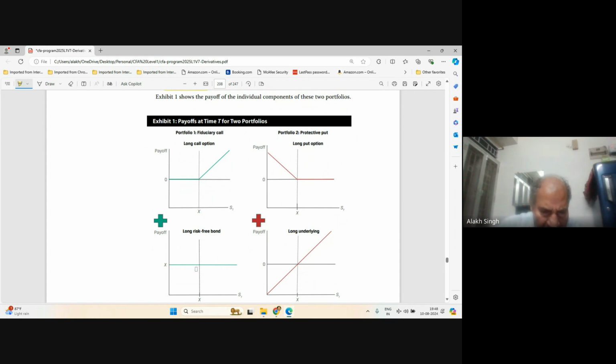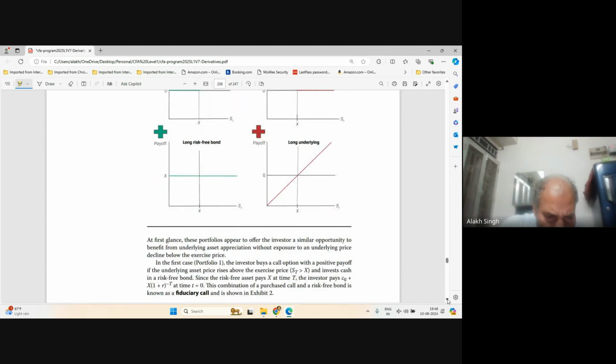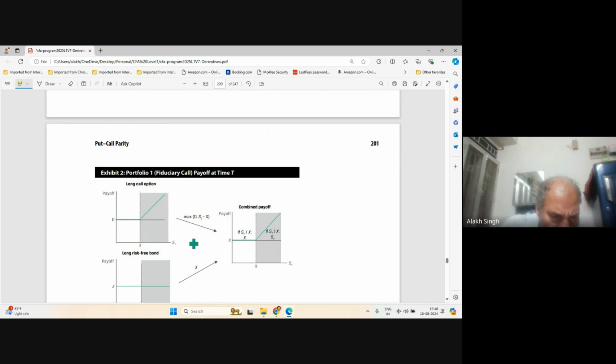So if we combine both these, what will be the payoff? The payoff will be exactly like this. Let's see what it wants to tell. When we combine them, on maturity, the long call option gives us the payoff of C0 plus the present value of X, or the present value of the exercise price. So on maturity day, it will combine like this. This is what it gives.